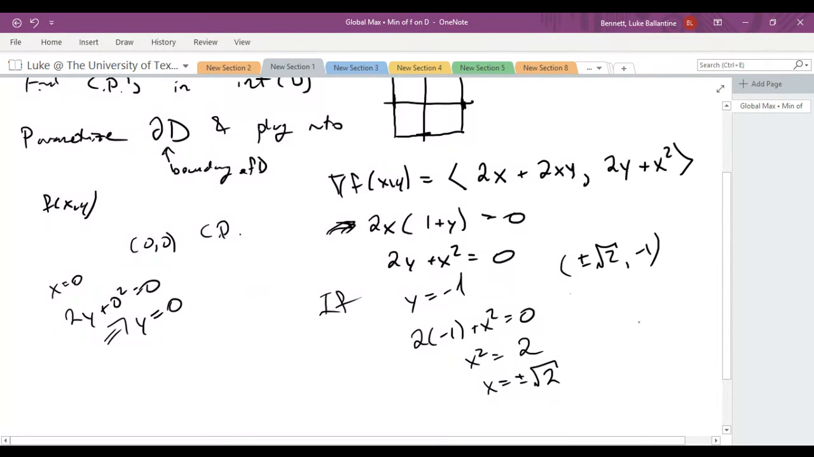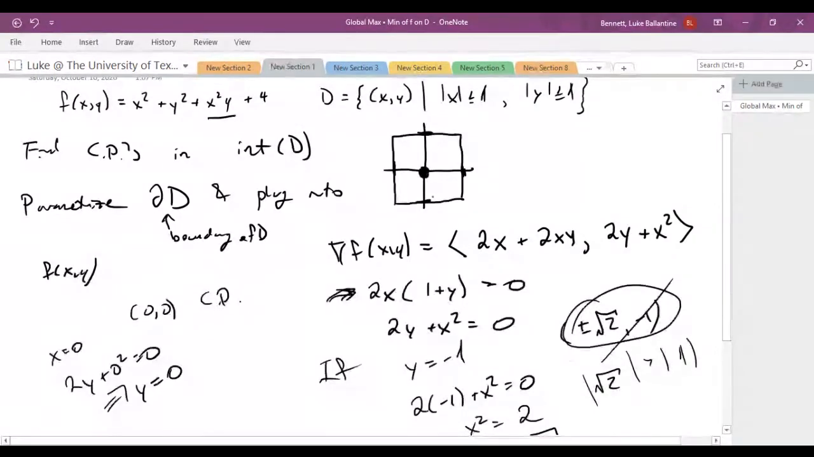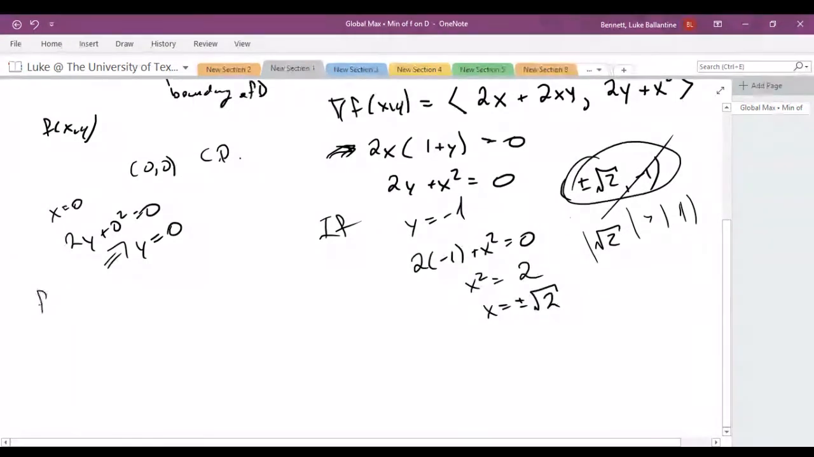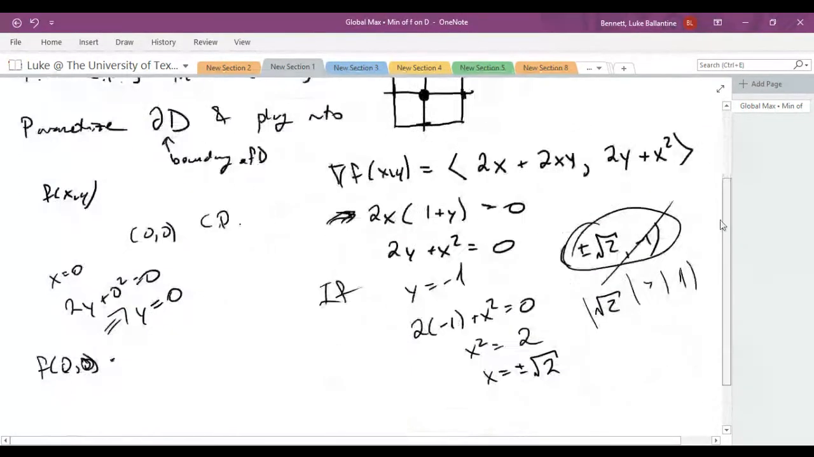But this is a bummer because the absolute value of square root of 2 is greater than the absolute value of 1. So these critical points are not included in our domain. We can throw them out. So the only critical point in the interior of D is the origin. Okay, so let's go ahead and evaluate what f of 0, 0 would be. What do we get? It's a polynomial plus a constant, so it would just be 4.